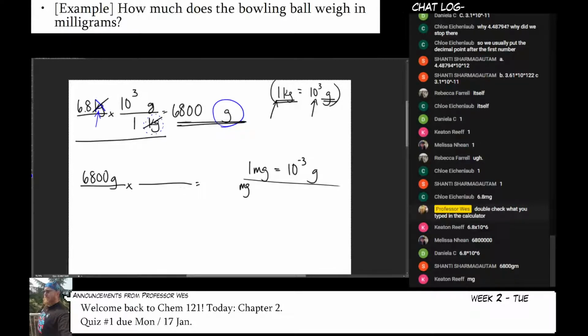So what unit should go down here in the bottom? It should be this one, right? So if I put grams here and milligrams on top, my grams would cancel out and give me the correct answer.